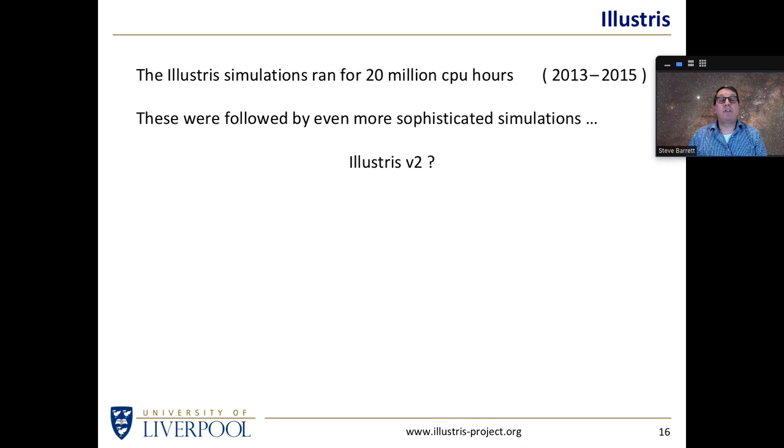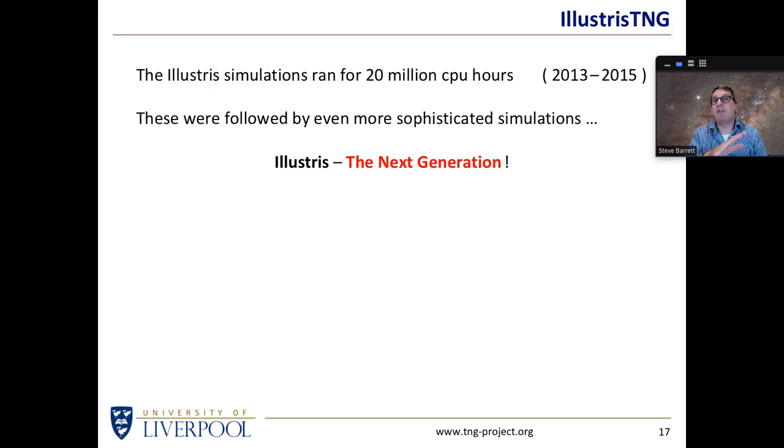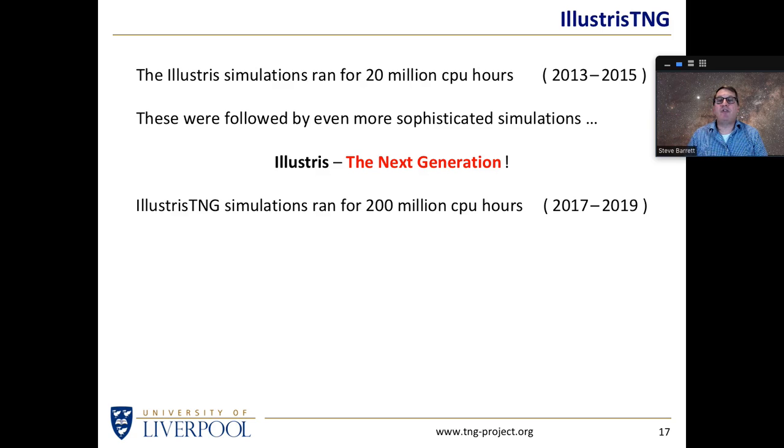What did they call this? Did they call it Illustris version 2? No, they didn't. They called it Illustris the next generation. Yeah, Illustris TNG. And again, the web page at the bottom gives you access to the videos and images from this set of simulations. So from now on, I'll just refer to the TNG simulations, shorthand for the Illustris next generation simulations. These TNG simulations ran for 10 times as long, 200 million CPU hours over the last few years.